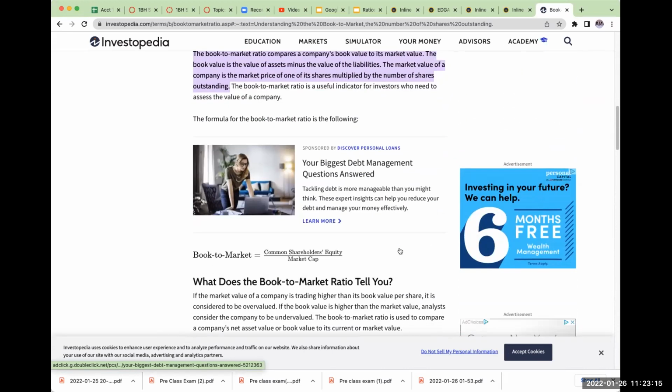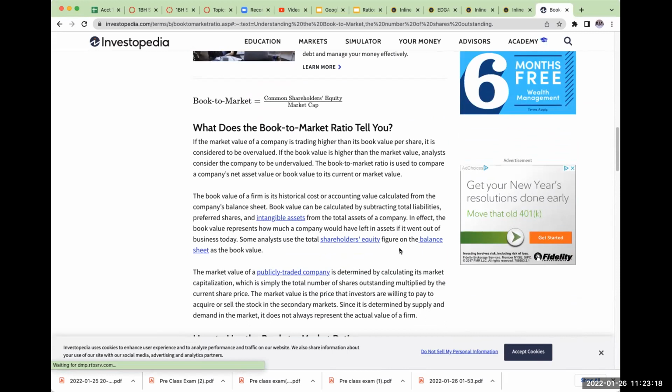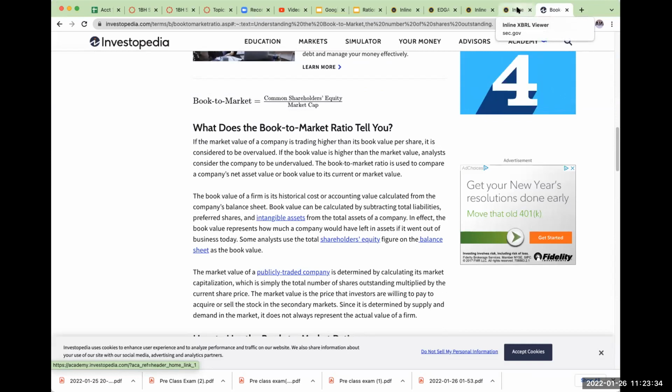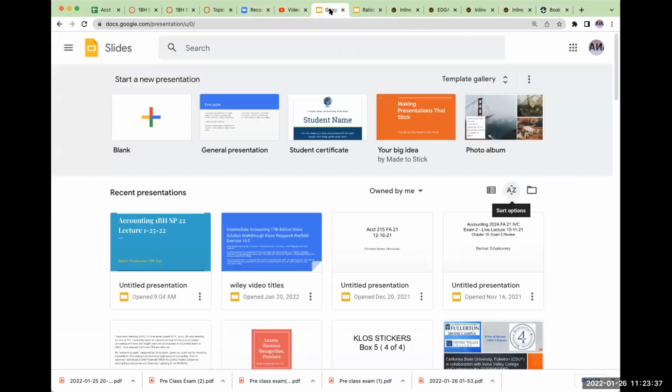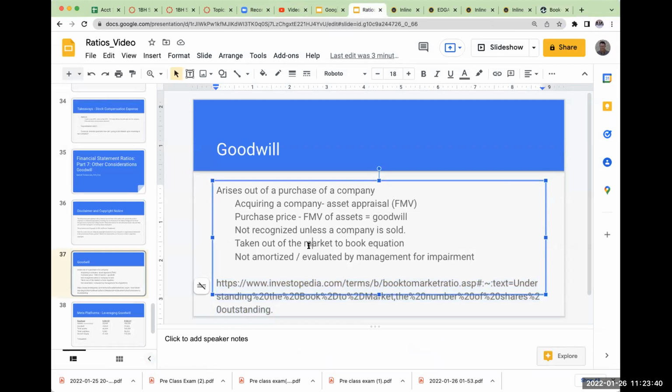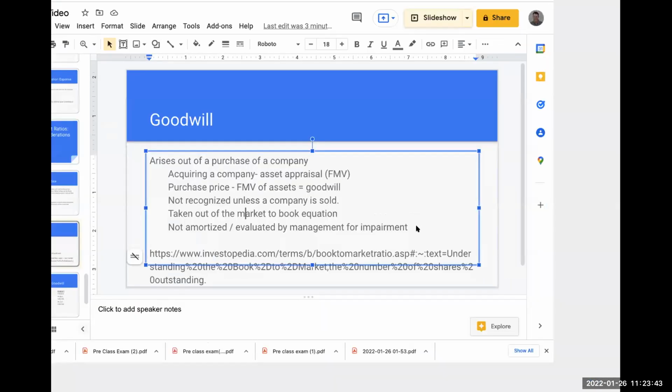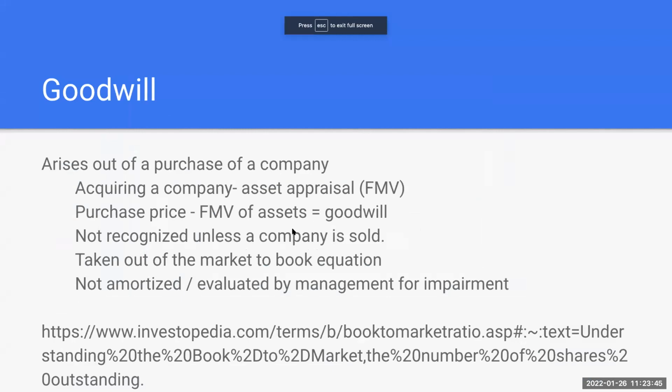Going a little bit more in depth, book value can also be calculated by subtracting total liabilities, preferred shares, and intangible assets. So when you're looking at this, it's how much would it have left in assets if it went out of business today. This is really the importance of looking at goodwill, because goodwill only comes out of a company when it's acquiring a business, that's where it comes from, right? So when you see goodwill on the books of a company, you have to be really, really careful about it.